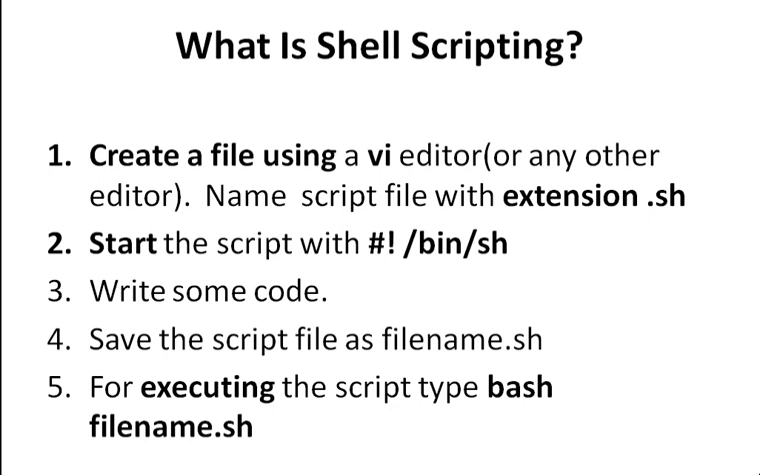Now start your script with the shebang command. Shebang command syntax is #!/bin/sh. After that you can write your code. Code means whatever task you have been assigned to do. For example, sum of two numbers or any other program, you have to write the code for your program. After writing the code, you have to save your script file. Name of the file is extension.sh. So save the file as extension.sh. Now after saving, you have to execute the script.